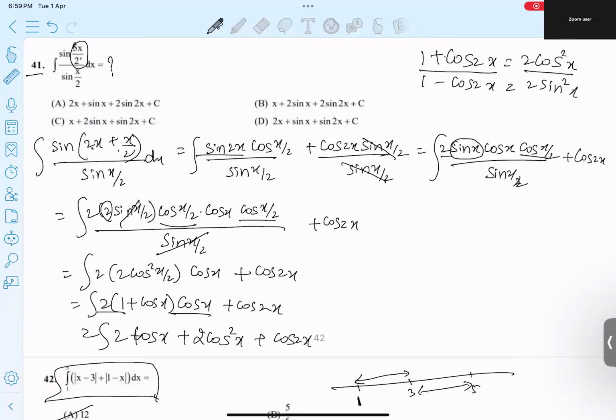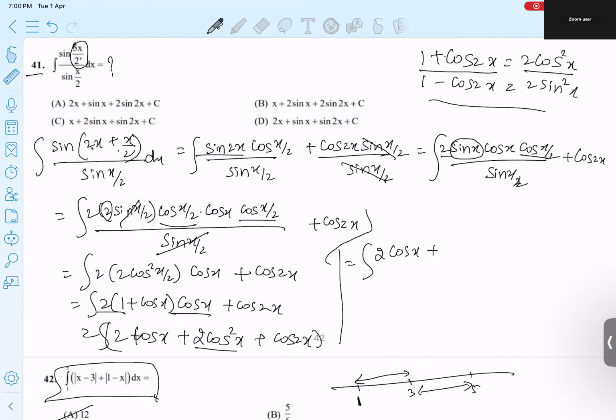So now I understand, students, to solve this problem, you should be fast enough even with the integrals, even with the trigonometry. This can be finalized as 2 cos x plus 2 cos square x. What is 2 cos square x? 1 plus cos 2x. Here is one more cos 2x. So finally, this will be a normal integral. Keep this 2 as it is.